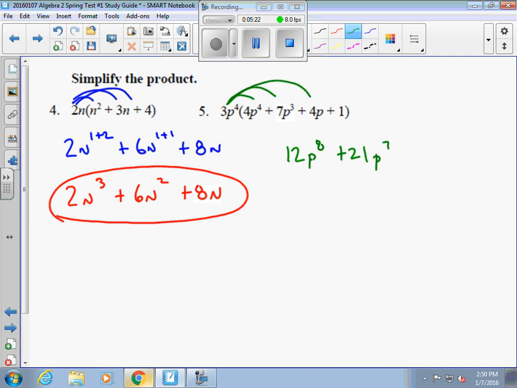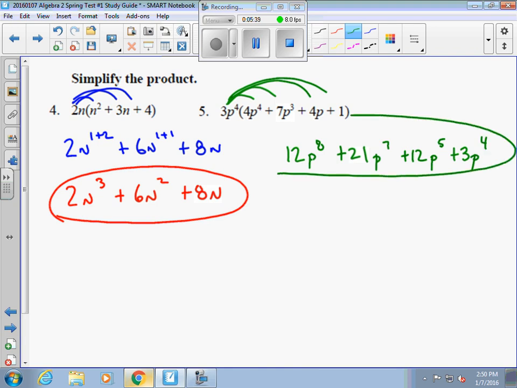3p to the fourth times 4p. 3 times 4 is 12. P to the fourth times p to the first, you add, 4 plus 1 is p to the fifth. And 3p to the fourth times 1 is plus 3p to the fourth. Again, at this point, you can't combine any of them because they're not like terms, because all you're doing is adding them instead of multiplying them.